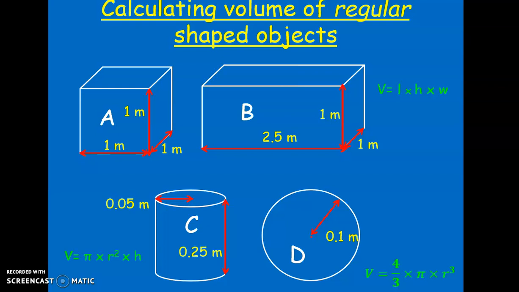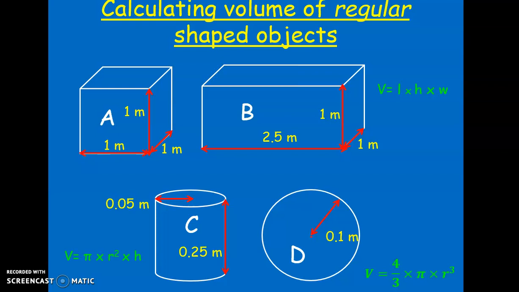So in A, for example, we've got a cube. The sides are 1 by 1 by 1. In that scenario, 1 times 1 times 1, we can say the volume is 1 meter cubed. Whereas in B, we just multiply the three sides together, so it's 2.5 multiplied by 1 multiplied by 1, which tells us that the volume is 2.5 meters cubed.